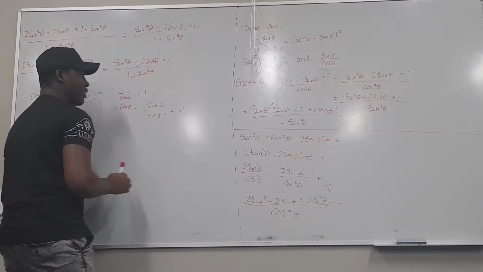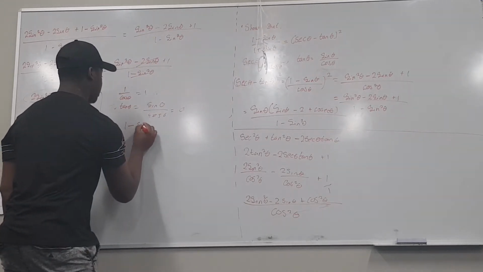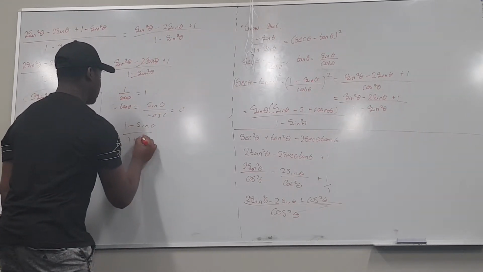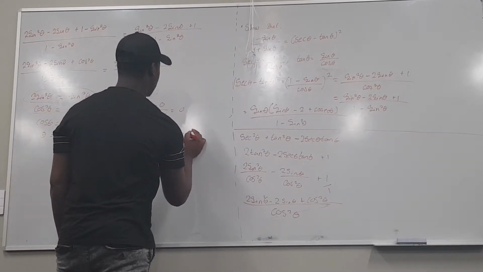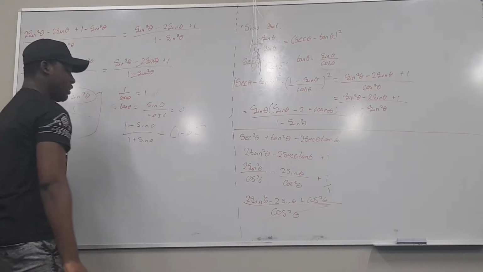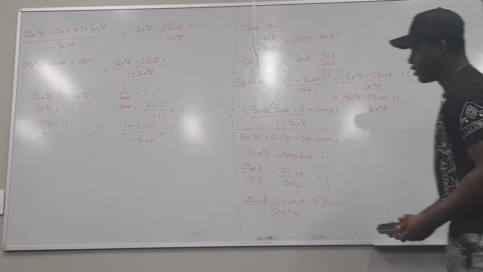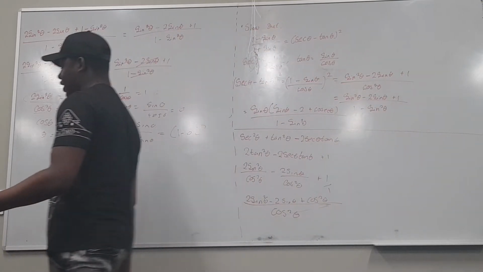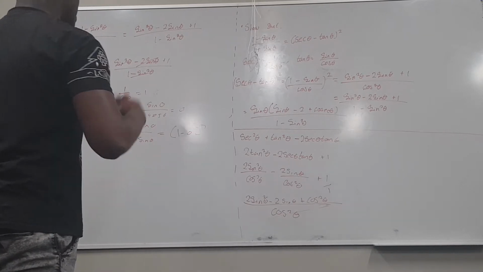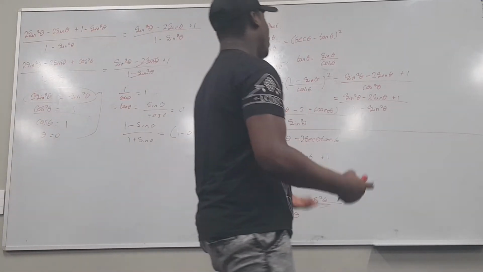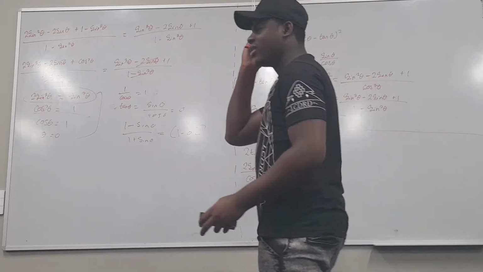Hence, put that here. You have 1 minus sine 0 divided by 1 plus sine 0 is equal to 1 minus 0 all squared. And you see that's true. So the method of simplification that I have just used actually shows that the equation is correct. Now the whole essence of this is actually to prove that this equals this.